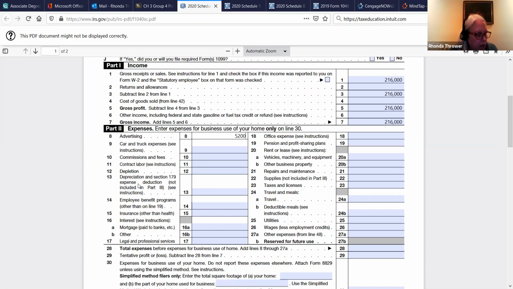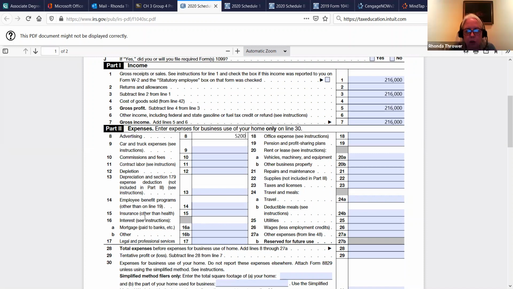And they didn't mention anything about him owning any assets, which I thought was kind of strange, because as a business owner you probably would have this one here. If you owned any assets and you depreciated those, that would go here. They're probably saving that for another chapter, is what I'm thinking. I don't remember seeing anything about depreciation in this chapter. Employee benefit programs other than on line 19, which is pension and profit sharing plans, I didn't see any of that either.